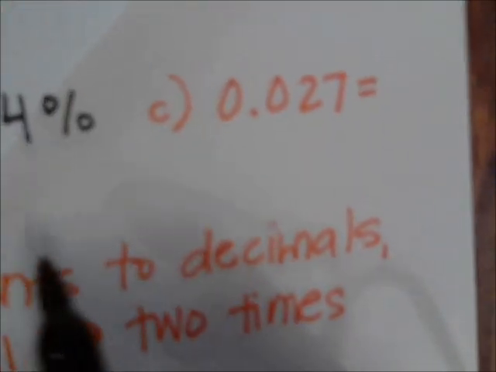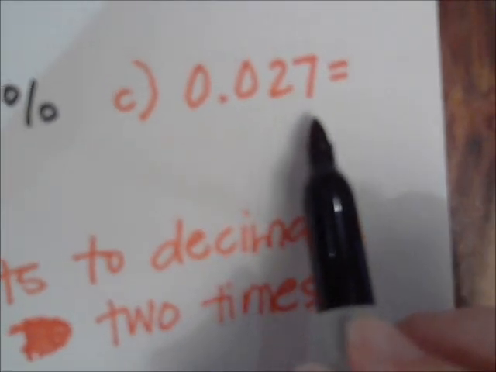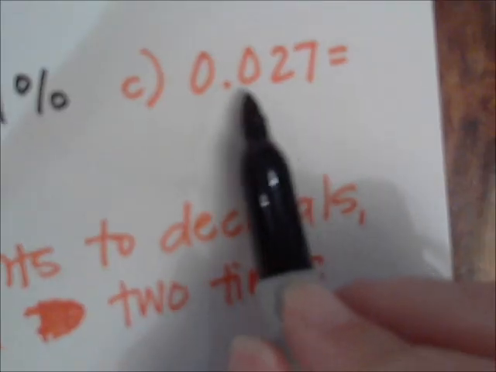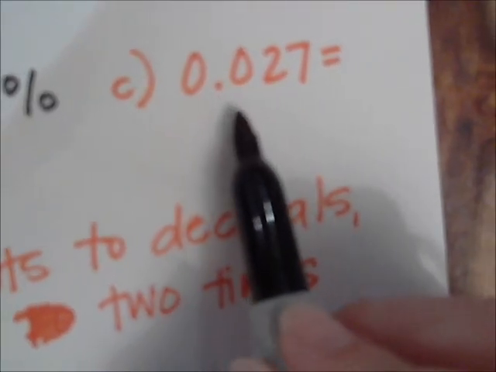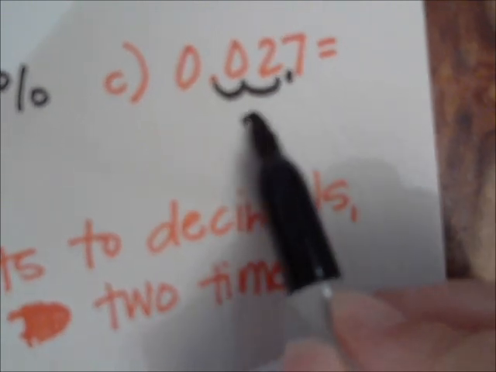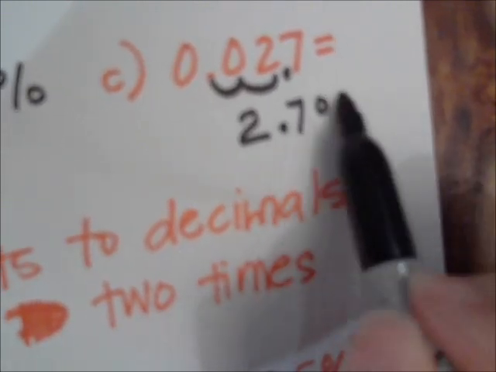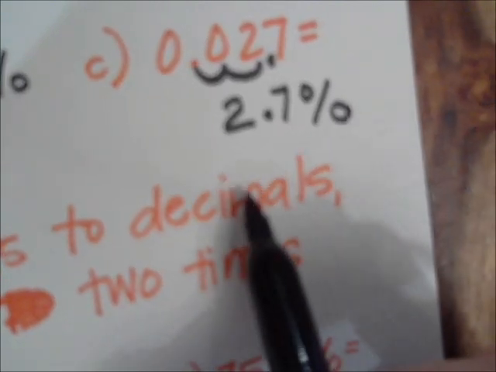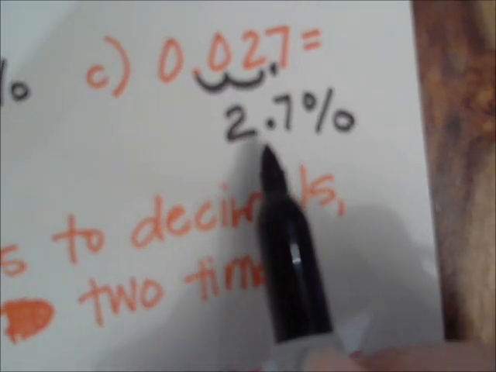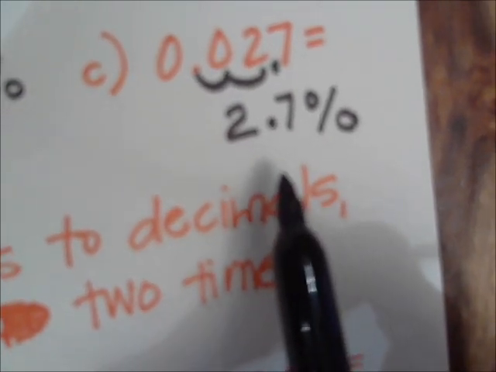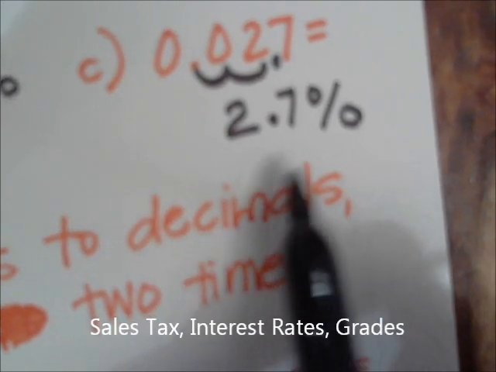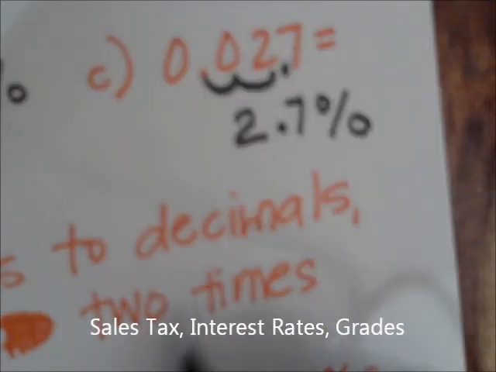In my next problem, I have 27 thousandths. Now that looks a little intimidating because it doesn't have 2 places after the decimal, but guess what? It's the same rule. I just move it over 1, 2 times, and I get 2.7%. That is called a decimal percent, and you often see these when people are talking about interest rates or stocks.